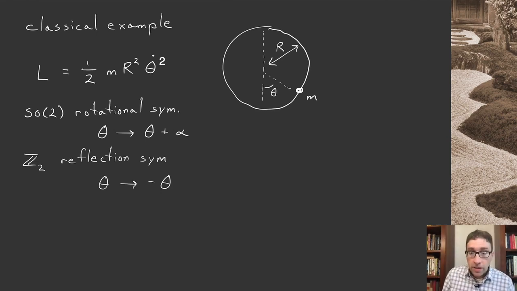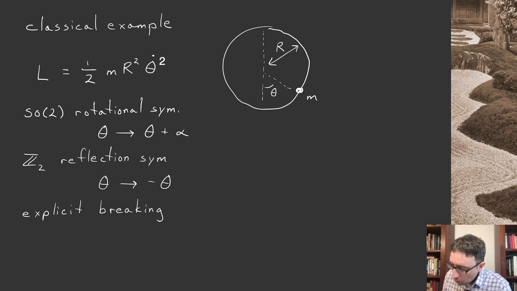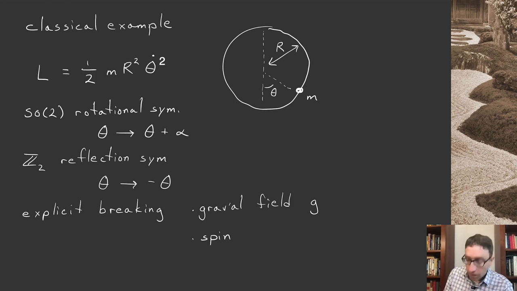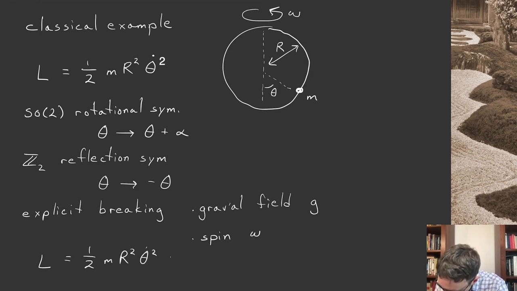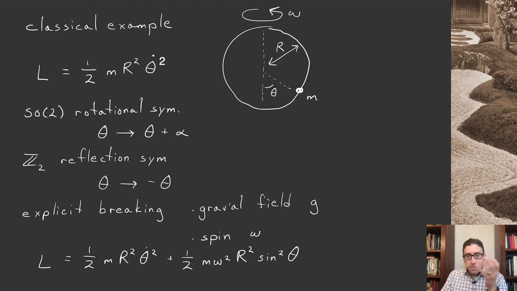Now, the first thing I want to do is break the symmetry explicitly, the rotational symmetry anyway. For an explicit breaking, we will introduce a gravitational field parameterized by the acceleration g, and we'll also spin the wire around its vertical axis. So we're going to introduce a rotation omega of the wire, so it's going to be spinning like this. When I do this, the Lagrangian is going to change. It's going to develop some potential terms. I still have the kinetic piece, and I'll develop a potential term due to the spinning. I can also think about that as a kinetic term, but since I'm externally rotating it, I can think about it more accurately as a potential. And I also have a potential due to the gravitational field, m g r cosine theta.